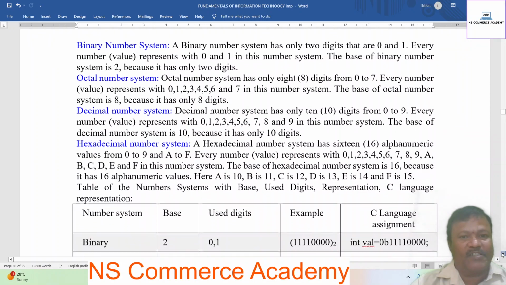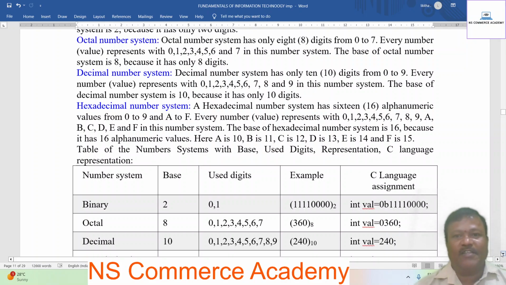Next to decimal number system. Decimal number system has only 10 digits from 0 to 9. Every number value is represented with 0, 1, 2, 3, 4, 5, 6, 7, 8, and 9 in this number system. The base of the decimal number system is 10 because it has only 10 digits.